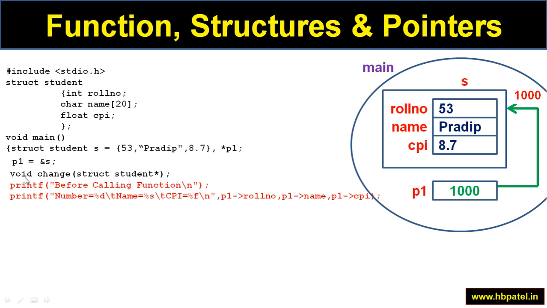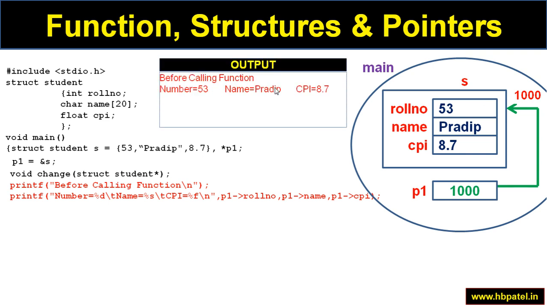So how do I read this? Change is a function with one argument which is of type pointer to student type structure, and the change function does not return anything. Now before I call this function, I just want to print P1 arrow roll number, P1 arrow name and P1 arrow CPI. We know that P1 arrow roll number is 53, Pradeep and 8.7, so I'm going to get 53, Pradeep and 8.7 in output. And then I'm calling the function change P1.